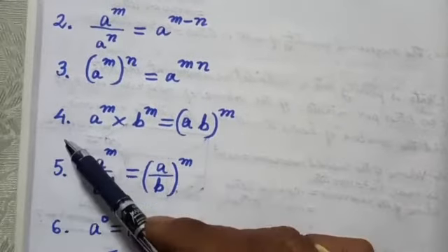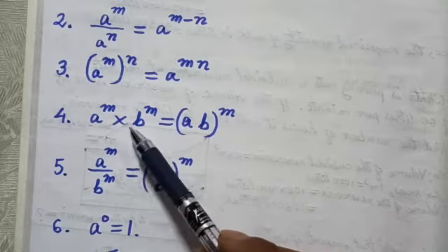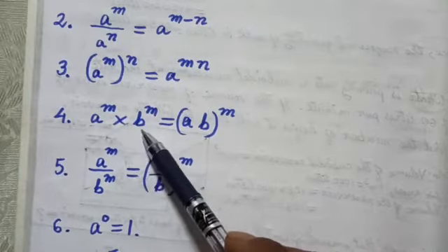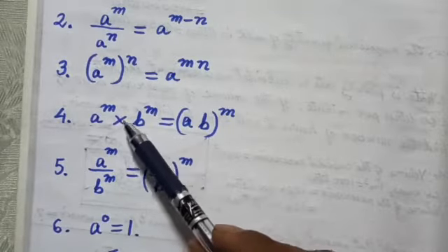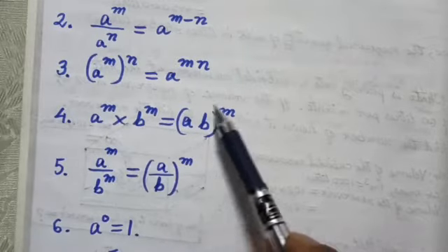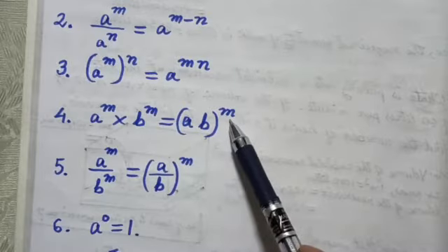Now law number 4, a to the power m into b to the power m. Here the bases are different. Here base is a, here base is b, but the powers are the same. Here power is m, here power is m. Then we can take the same power common. So taking m common, we get ab whole to the power m.